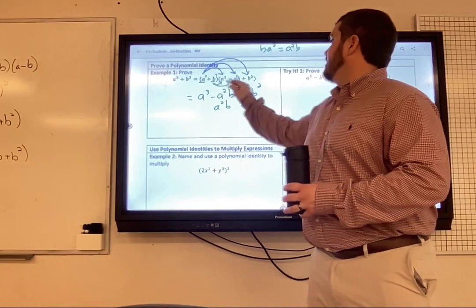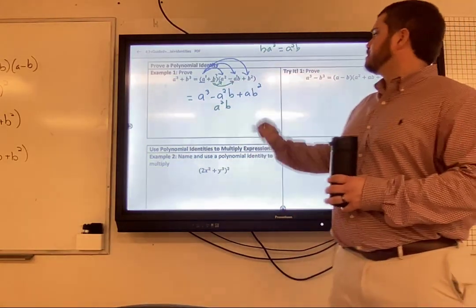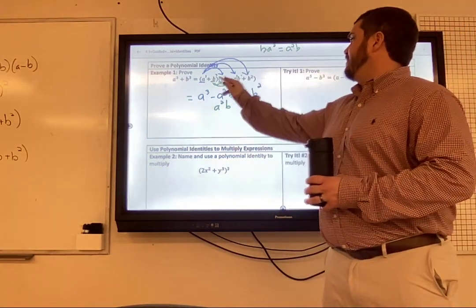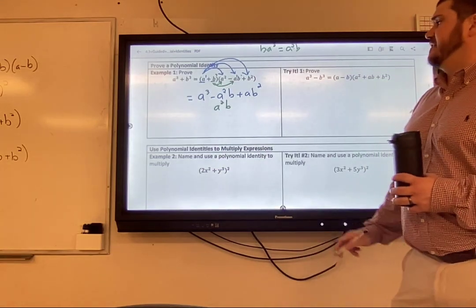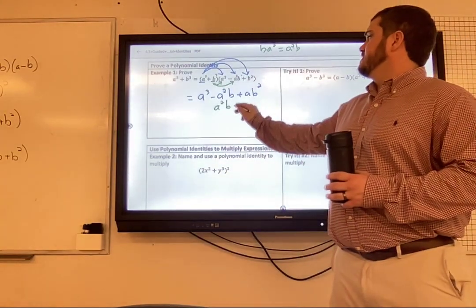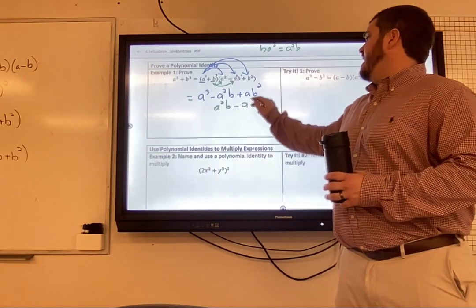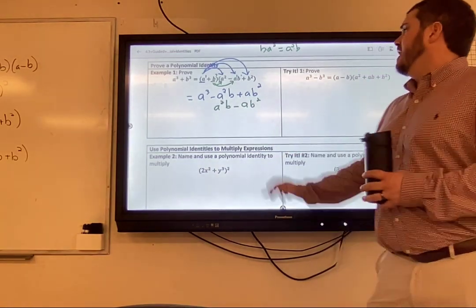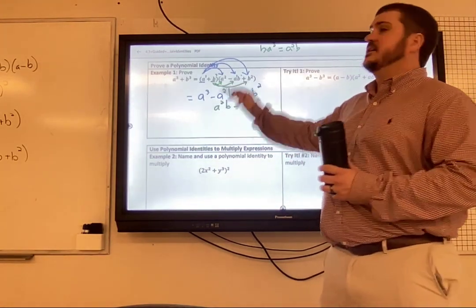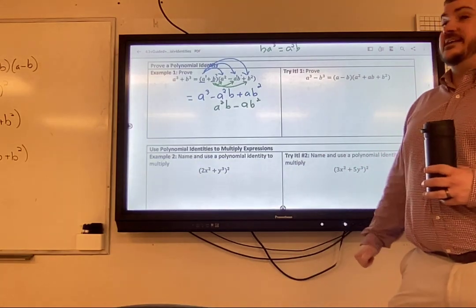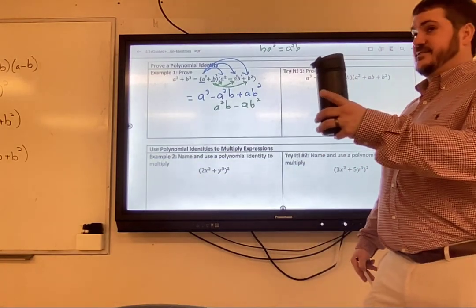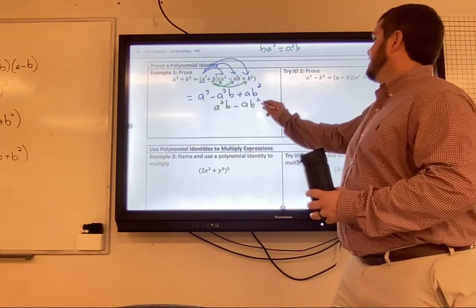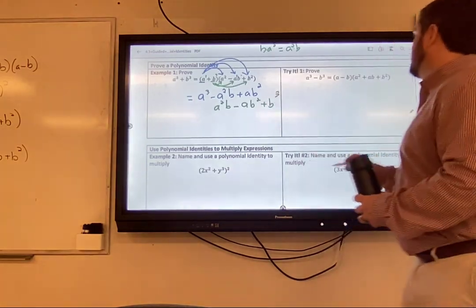And then I do B times negative AB. I got B to the first times negative AB to the first, negative AB squared. And then the last piece, you got B to the first times B squared, B cubed.